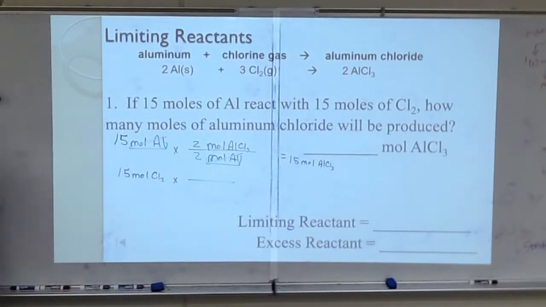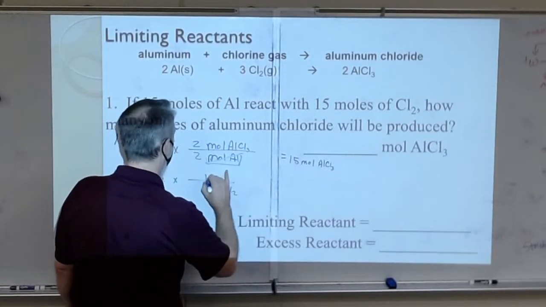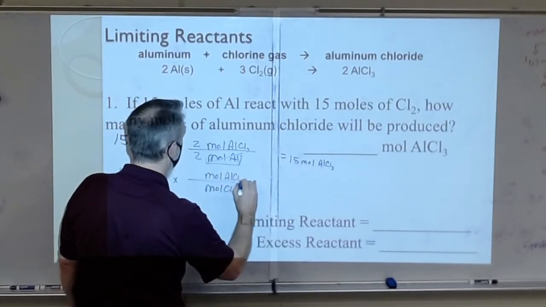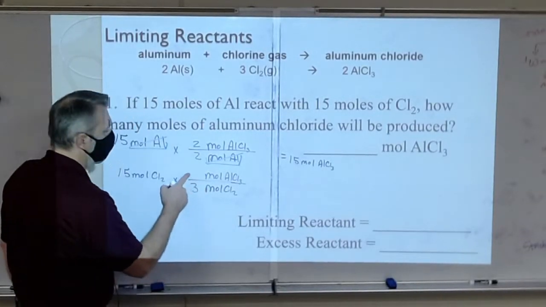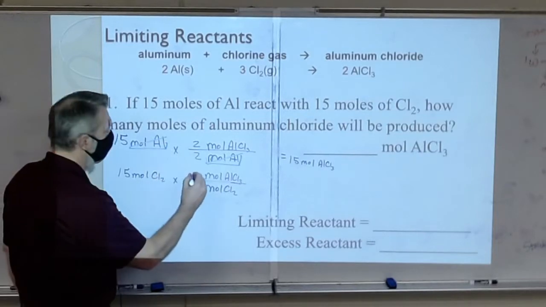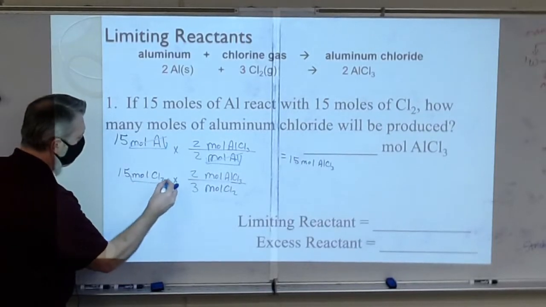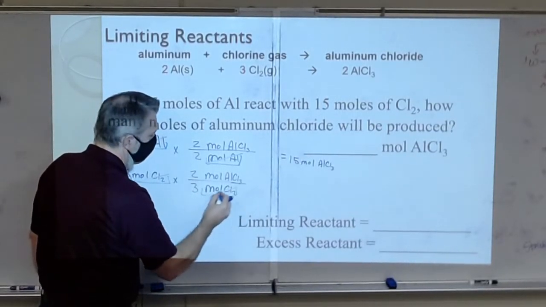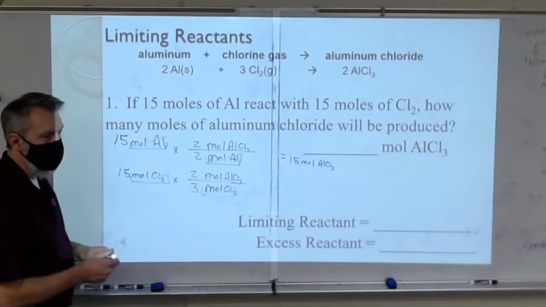I need to convert moles of chlorine into what? Moles of aluminum chloride. So I'm going to put moles Cl2 on bottom. What number goes in front of the Cl2? 3. What number goes in front of the aluminum chloride? 2. I'm going to go ahead and check my units. Moles of chlorine, moles of chlorine. So now my answer is in terms of moles of aluminum chloride. Is that what I asked you for? So after I do the math here, what do I end up with?